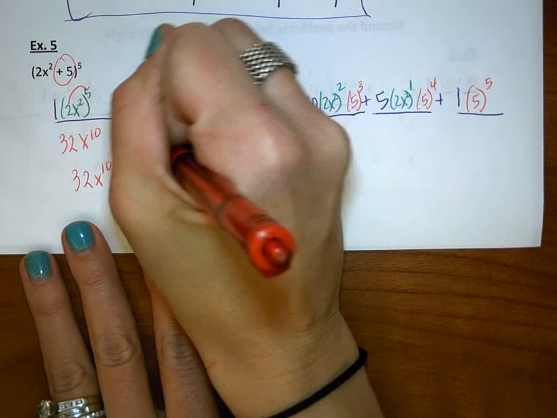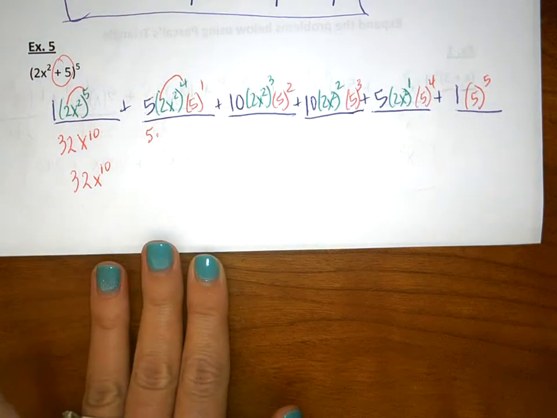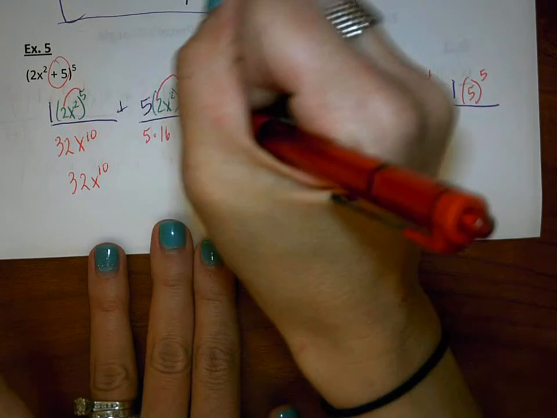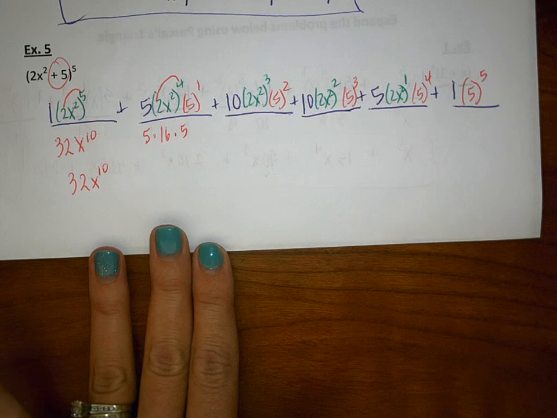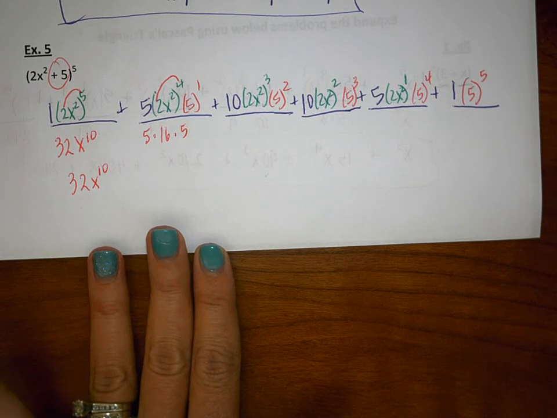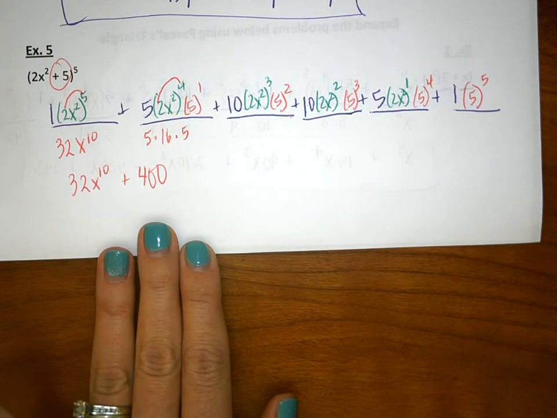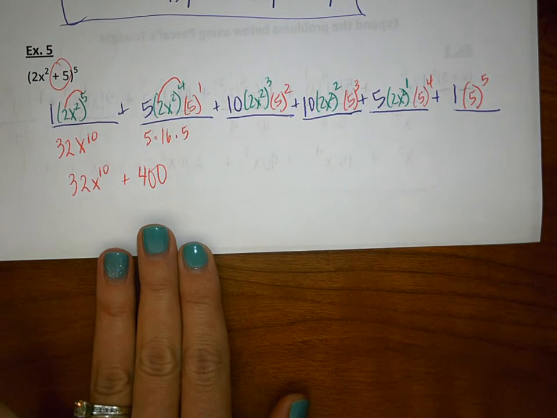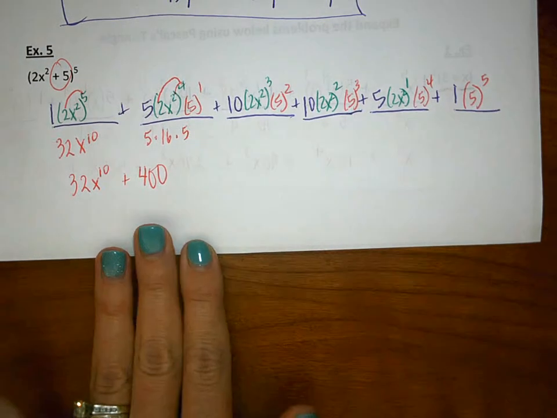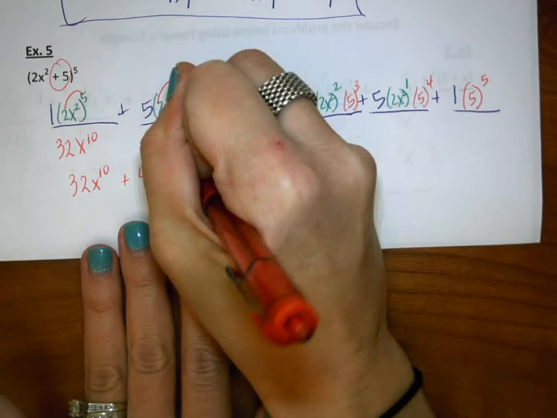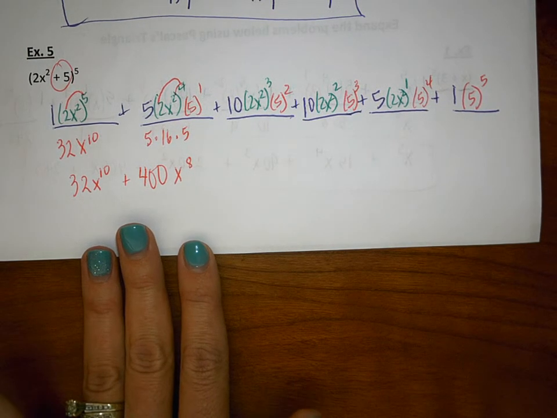Okay, on this next one I have a 5 that's in front. 2 to the 4th power is what? 16. And then I still have another 5 at the end, because of the 5 to the 1st. So 5 times 16 times 5 is 400. And then in terms of your letters, I have x squared to the 4th, and 2 times 4 is 8. So this is x to the 8th. Because you just multiply the exponents. Powers to powers, you're multiplying.